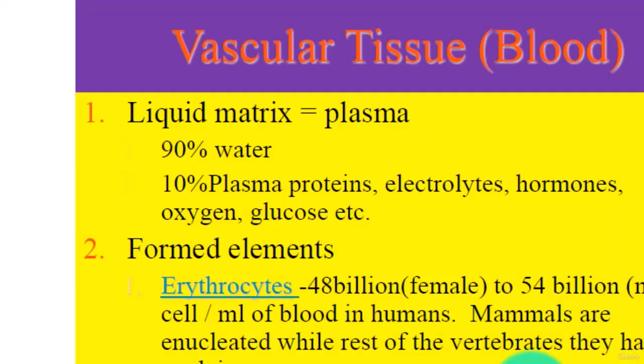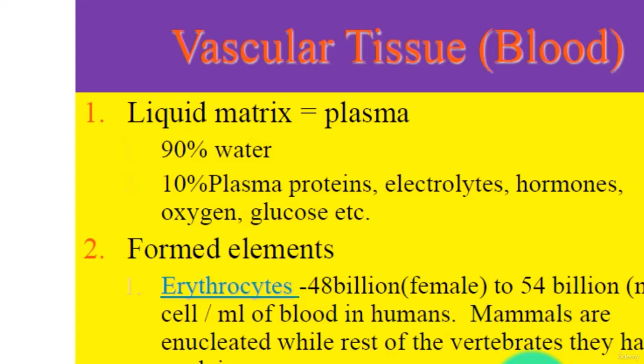Vascular tissue, blood, has a liquid matrix, plasma: 90% water, 10% protein, electrolytes, hormones, oxygen. Formed elements: erythrocytes, 4.8 million per microliter for females, 5.4 million for males in human blood. We consider the blood as a tissue. In histology, mammalian erythrocytes are enucleated, while in the rest of the vertebrates they have nuclei.